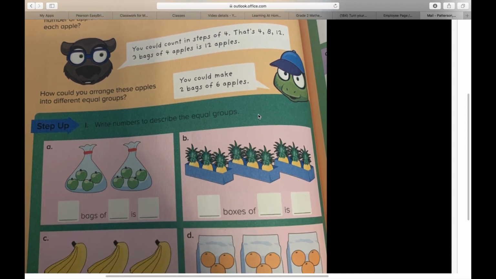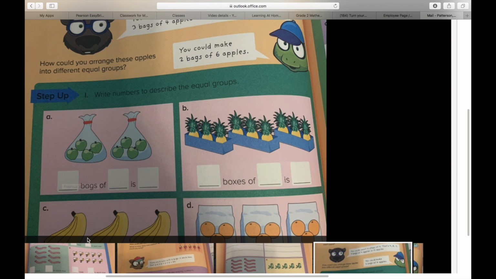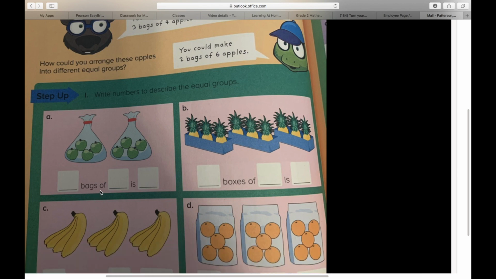All right, let's look right here where it says write numbers to describe the equal groups. So if we look at the first one, it wants to know how many bags. Not apples, but bags. So let's count it. 1, 2. So right here, I would write 2. Two bags of blank is blank. This one wants to know how many are in each bag, not the total. So let's count it. 1, 2, 3, 4. Okay. So right here, I would write a 4.